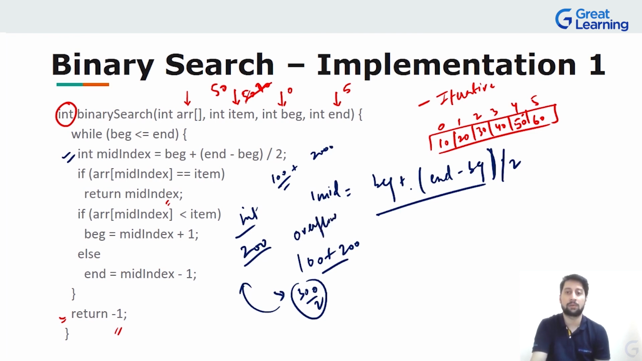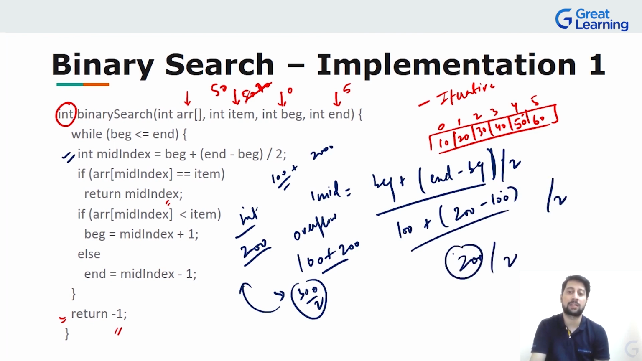Now to avoid this overflow condition, we will be using this. So it is 100 plus end, that is 200, minus 100, right? And then we divide by 2. But this boils down to only 200, which is still in the range of this 200. So you get the point, right? This is for the same reason, to avoid overflow conditions. We use this: beginning plus (end minus beginning) divided by 2.